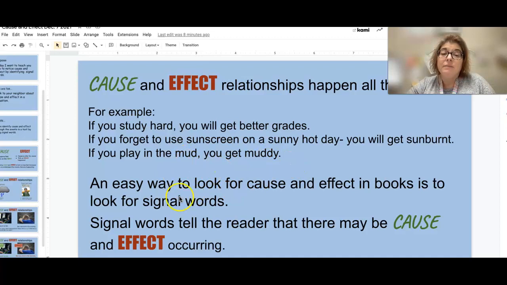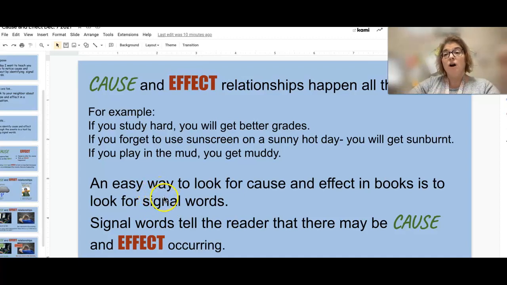Cause and effect. An easy way to look for cause and effect in a book, or anything that you're reading, articles, anything that you can transfer from this, is to look for signal words. You'll see signal words if we're comparing and contrasting things, or looking for cause and effect. Sometimes you use it in science. You use it in math. You use it in history and social studies. You use it in English. The reason something happens, all right?